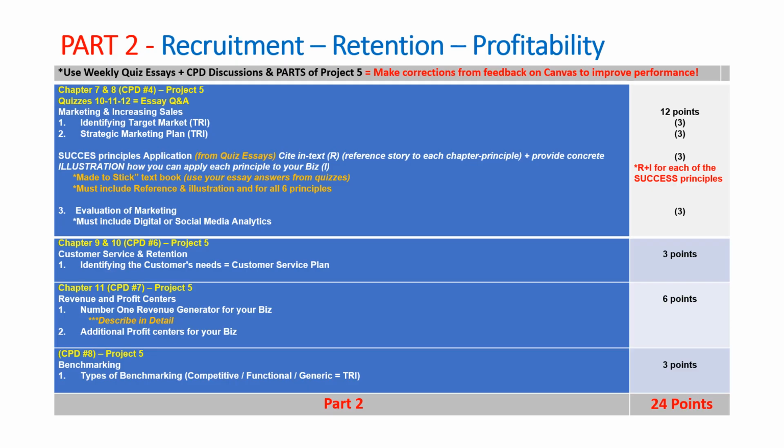Then you've got your revenue and profit centers. Again, do your number 1. Describe that in detail, and then we always want to come up with additional profit centers. Again, these are points we talked about in lecture and with the textbook, chapter 11. And then last is the benchmarking that we did with project 5, demonstrate an understanding of competitive, functional, and generic. These were from CPD number 8 specifically, and then what you did for project 5.